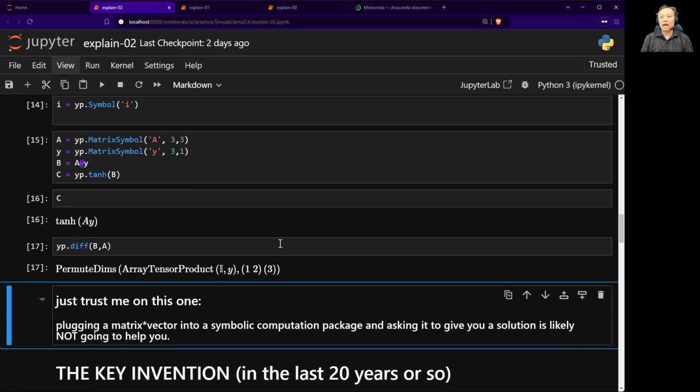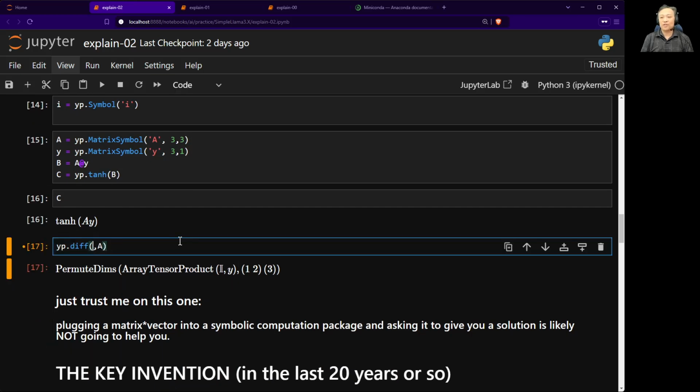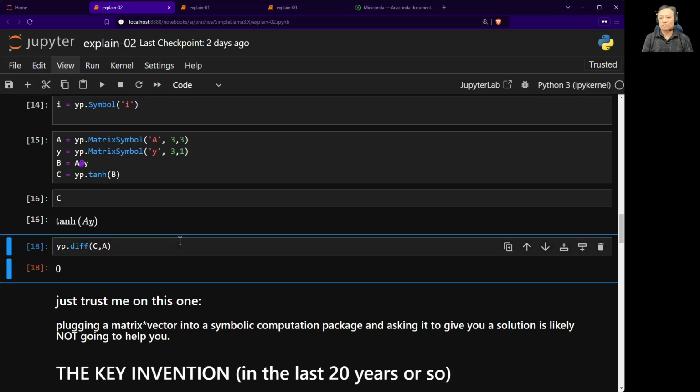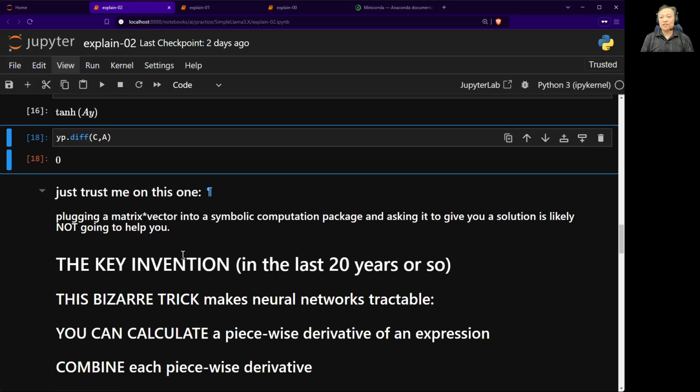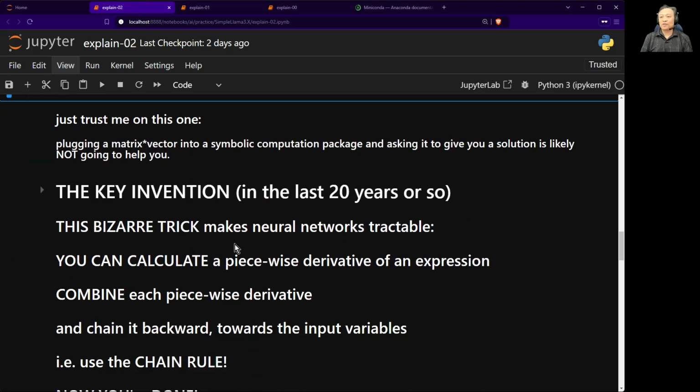And it's really not going to give you anything very useful. Let's try this one. Whoops. Huh. Interesting. So trust me on this one. Plugging the matrix times vector into a symbolic computation package and asking it to give you the solution is not going to work. It's just not going to work.